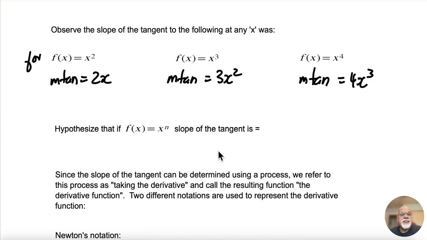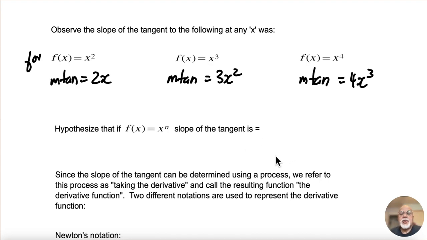Now, hopefully, by looking at the pattern of f of x versus the slope of the tangent, it says hypothesize that if f of x was x to the n, what would the slope of the tangent be? I'll give you 10 seconds to think about it.